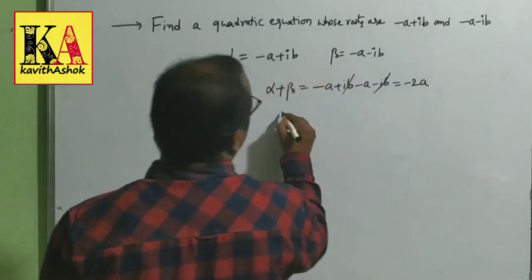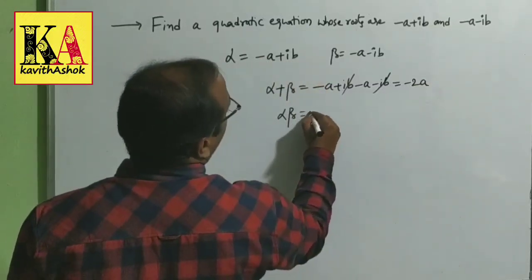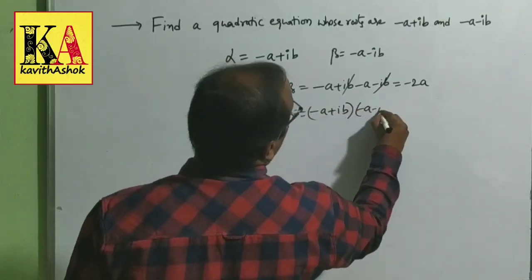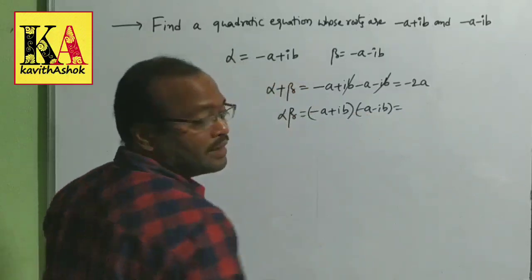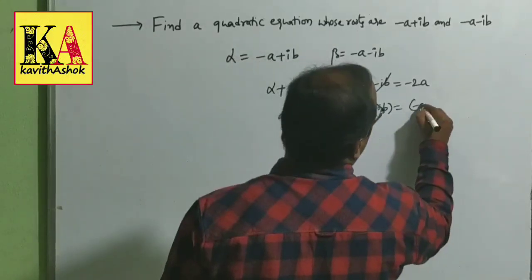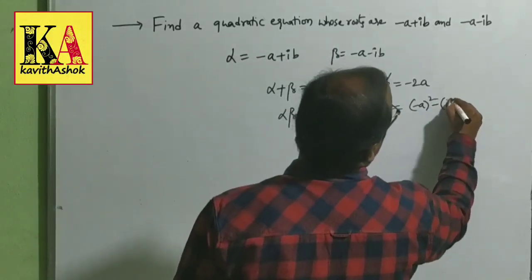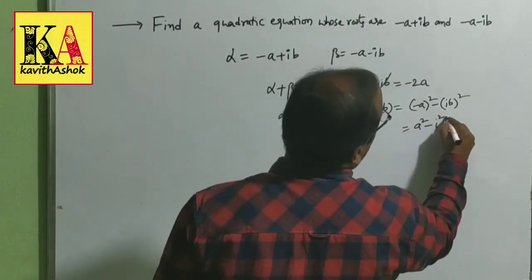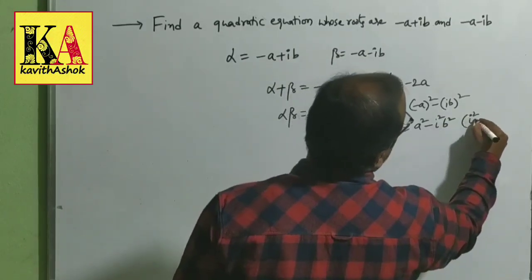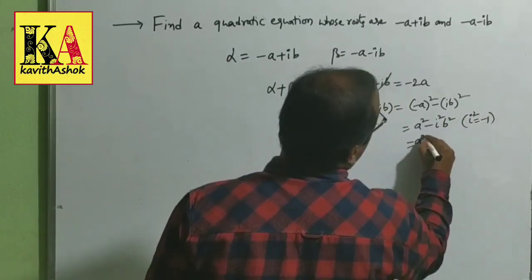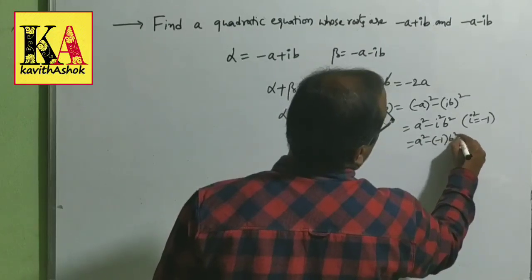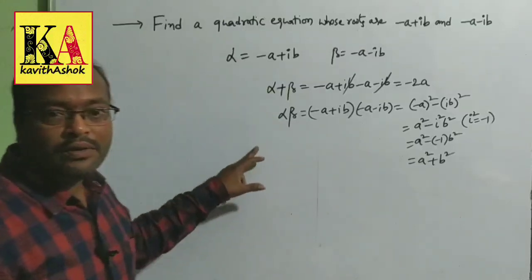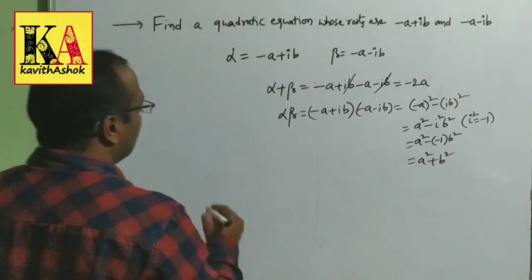In the same manner, we can find out the product: minus a plus ib into minus a minus ib. This is a plus b into a minus b form, a square minus b square: minus a whole square minus ib whole square. Minus a square is a square here, minus i square b square. We already know i square value will be minus 1. So a square minus minus 1 into b square. So finally this will be a square plus b square. Summation value and the product value.